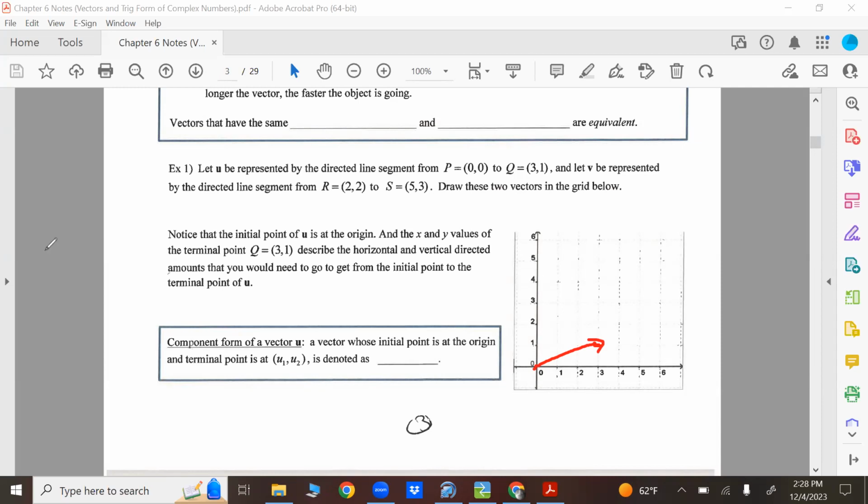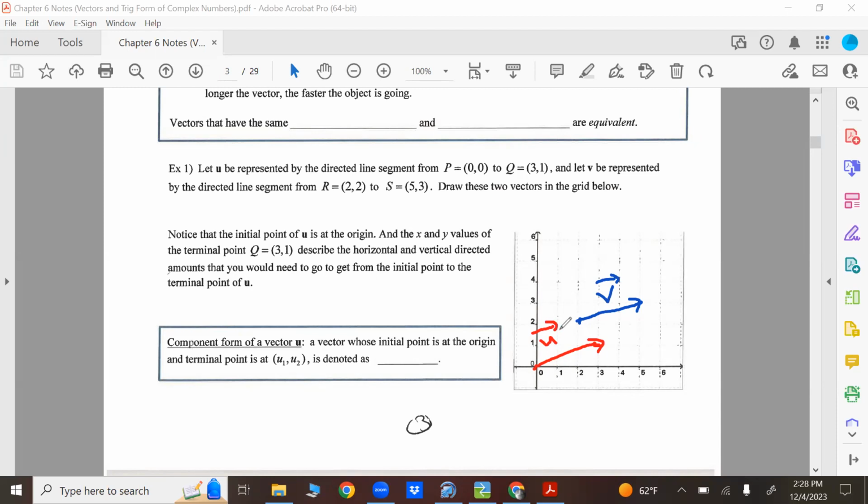Let me change colors for the other vector. So you draw a point at 2, 2, draw a point at 5, 3, and connect them. That's it. Okay. So I'll call this V. And we put the little arrow that's indicating you're dealing with a vector. And the other one, I'll call it U. There we go.